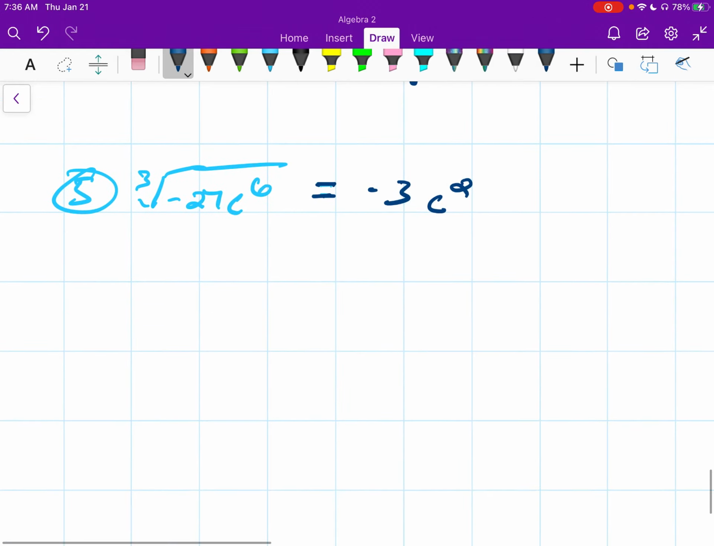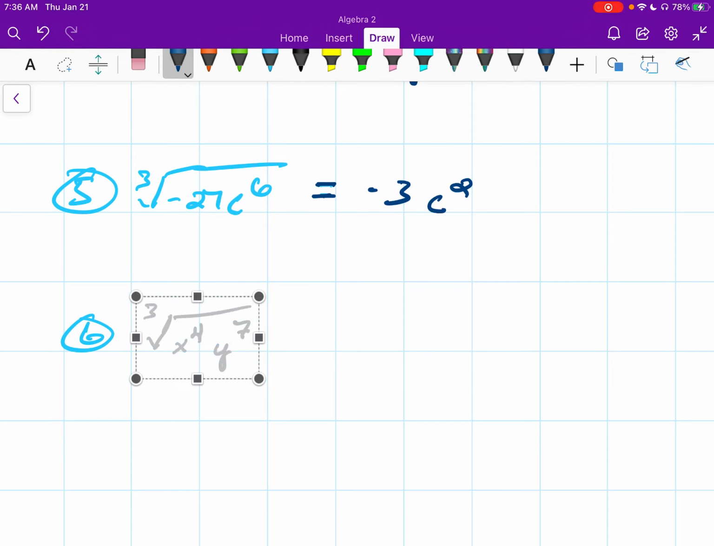All right, we'll do our last example here. We'll do number 6. Let us say the cubed root of x to the 4th, y to the 7th. And let me change this back to the correct color.